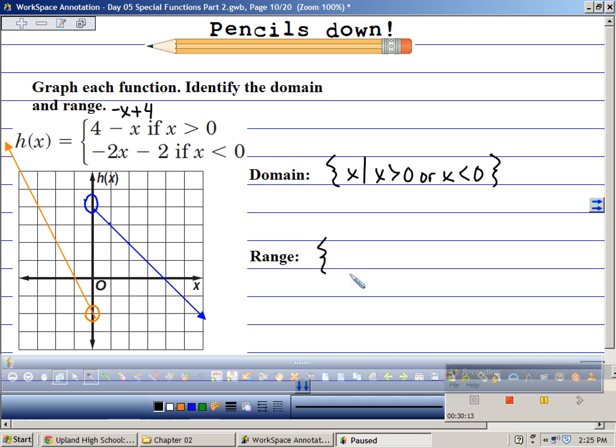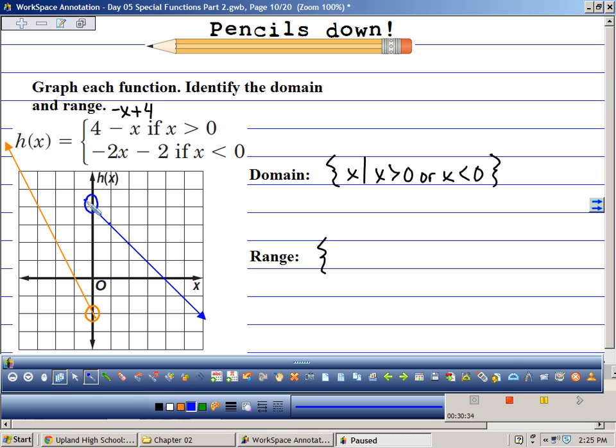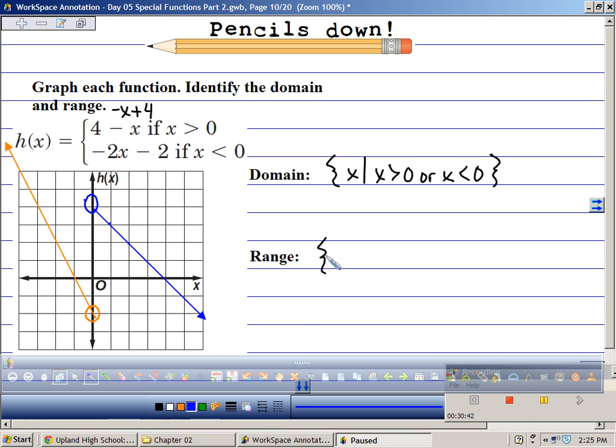What about the range? As I'm going up, do I have values? I have 2 ordered pairs. 2 ordered pairs. What about here? 1 ordered pair, 1 ordered pair, 1 ordered pair, yes. That's a very good question. What if it looked like this? Then it would be all real numbers. Got it?